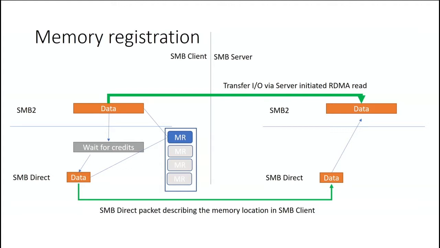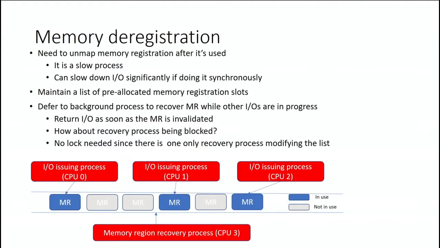So this has a problem. What happens when the I/O is done? What to do with that memory registration the kernel just created? We need to destroy it and unmap all the hardware resources with the RDMA hardware. This is actually a slow process to unmap all the pages from the hardware. It can slow down the I/O if not done properly.